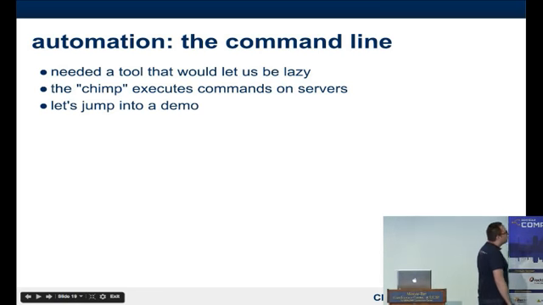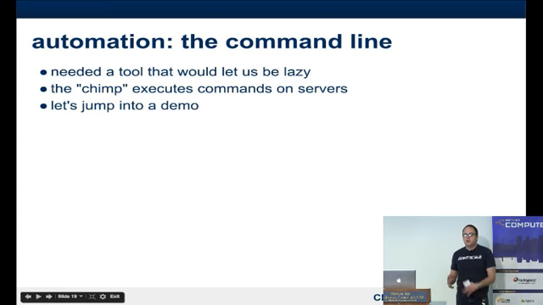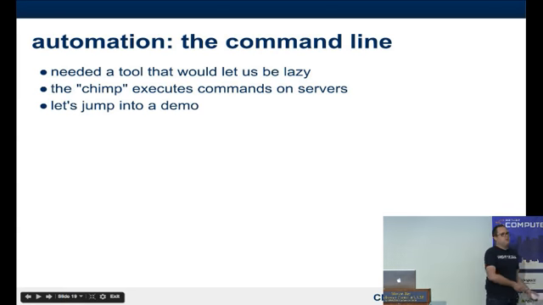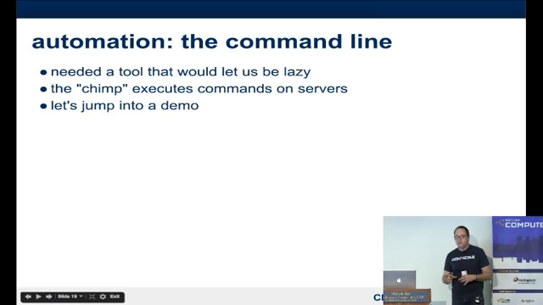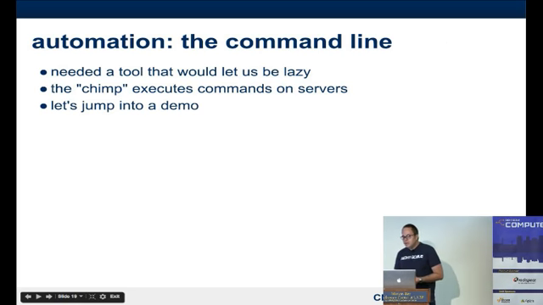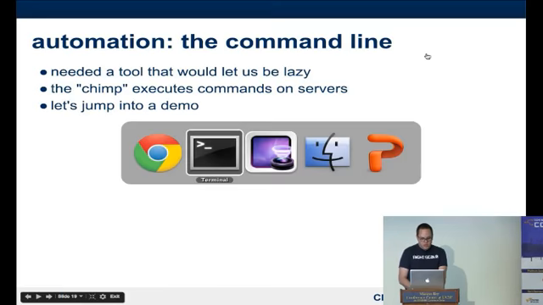So I designed this program called Chimp, and it's basically just a command line program that wraps around the RightScale API. And all it does is run stuff. So it's not going to build your deployments or build your servers. It's just going to run stuff for you. And I think the best way to show this is to jump into a demo. So let me show you what we got here.